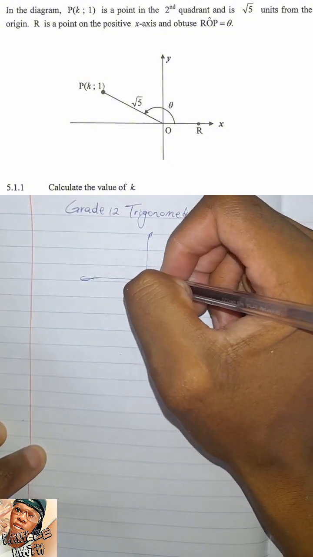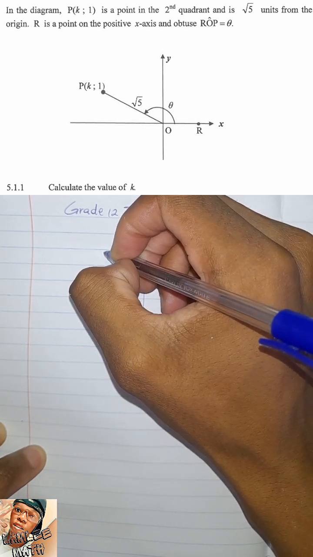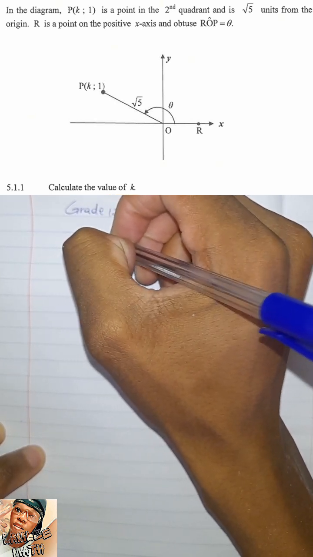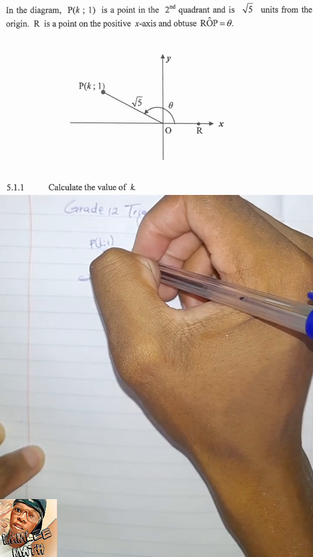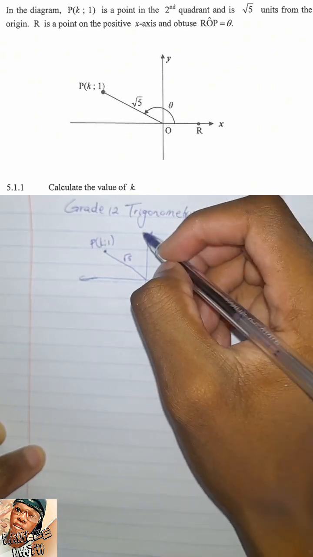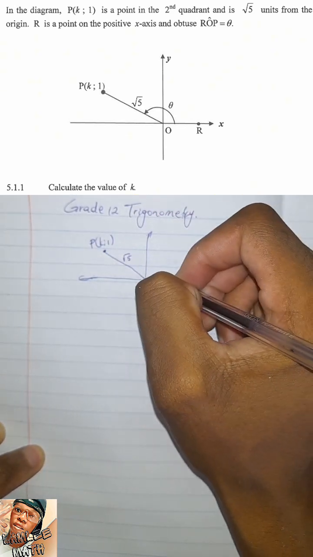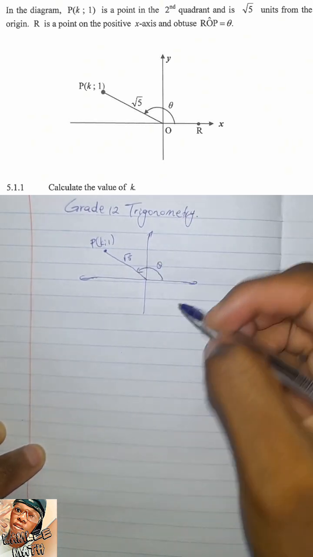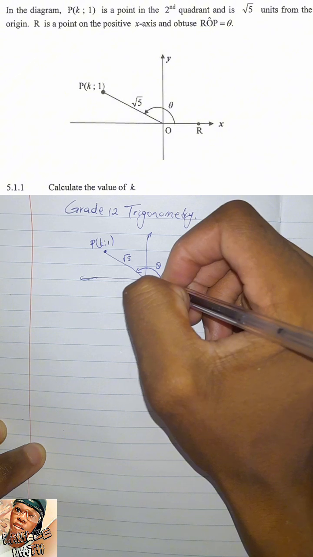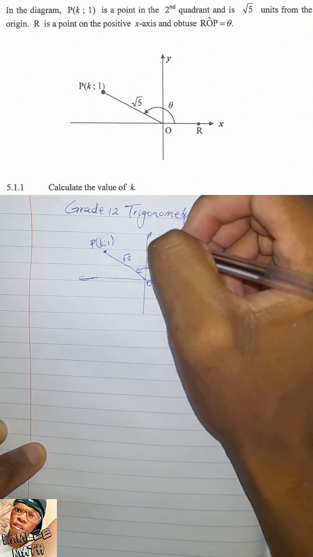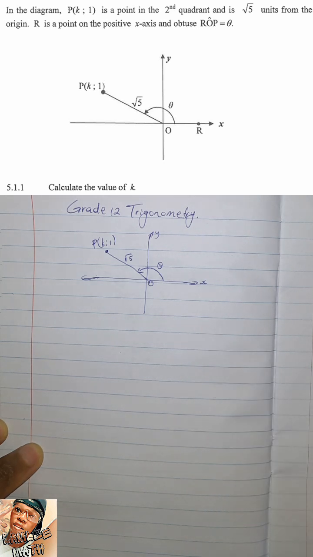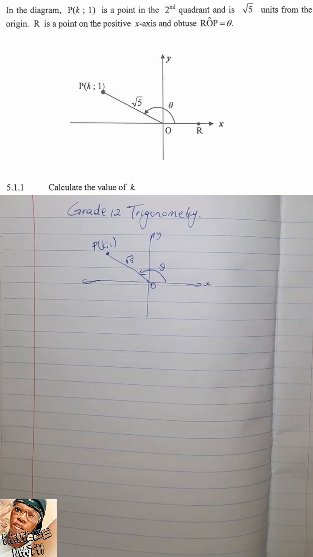So they say that point P is in the second quadrant, somewhere around here, and that point P is (k; 1), and it is root 5 units from the origin, and it forms an angle of theta with the x-axis. So we have the y-axis here and the x-axis here. This is the scenario that we've been provided with. So the first question says calculate the value of k.